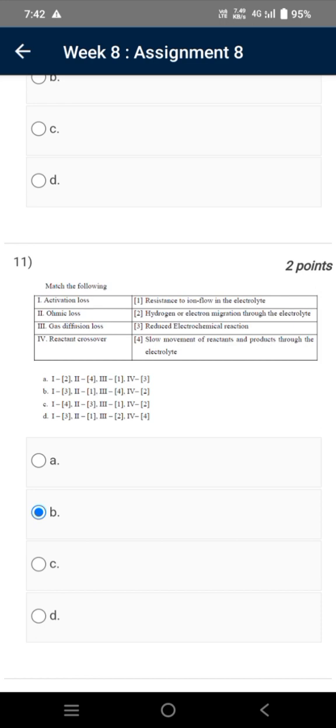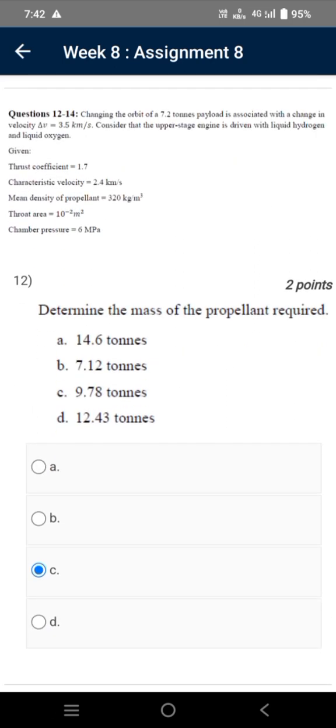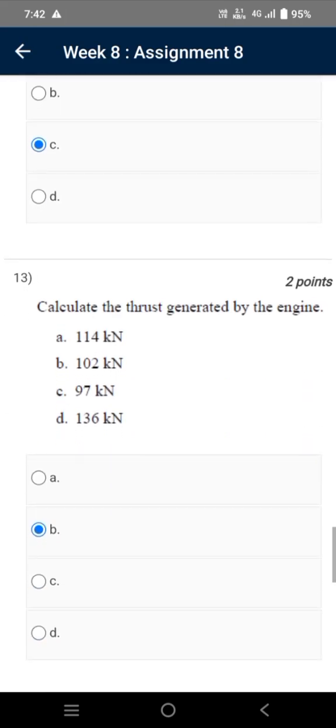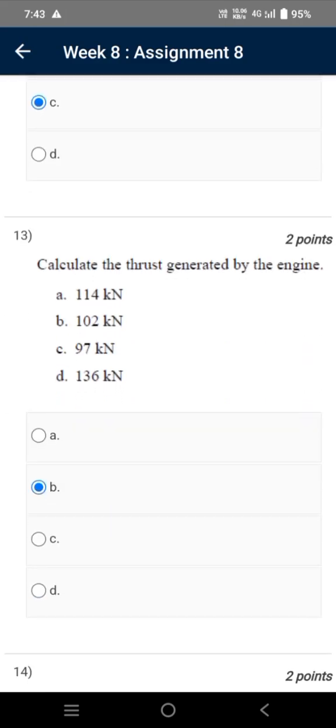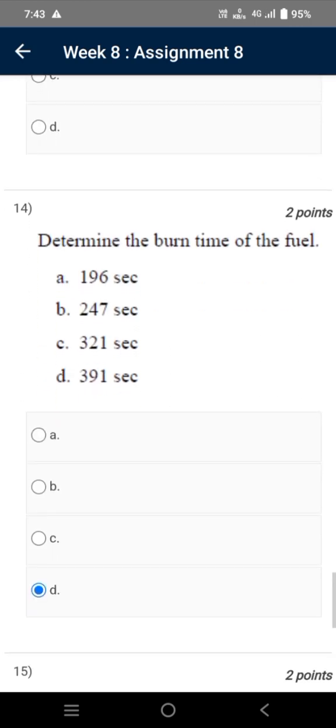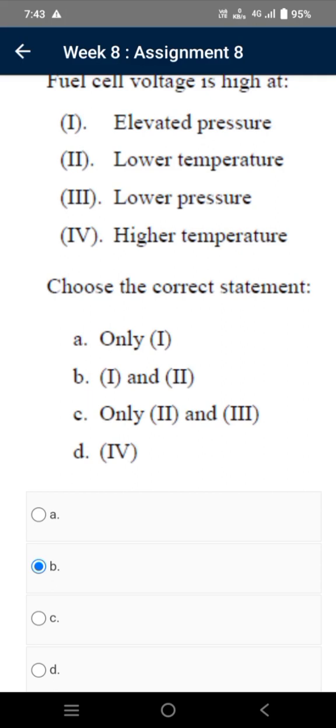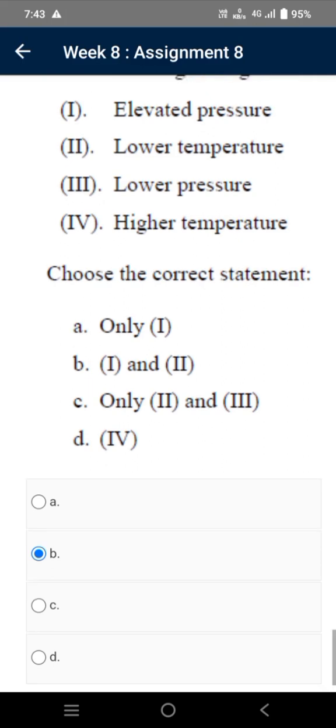Question 11th, answer will be option B. Question 12th, answer will be option C, 9.78 tons. Question 13th, answer will be option B, that is 102 kilonewton. Question 14th, answer will be option D, 391 seconds. Question 15th, answer will be option B, that is 1 and second.